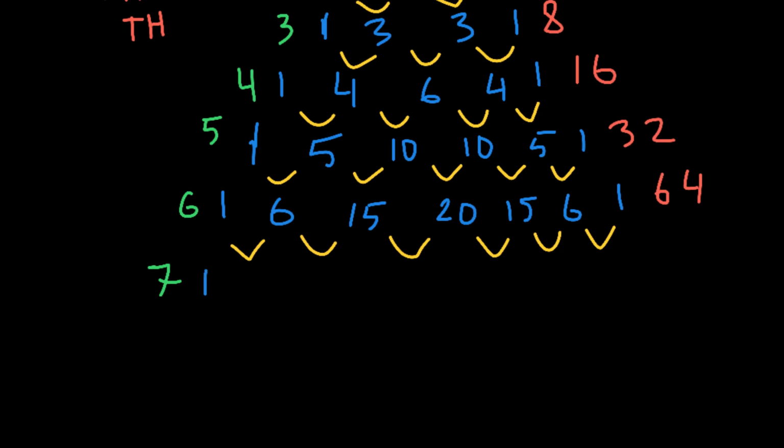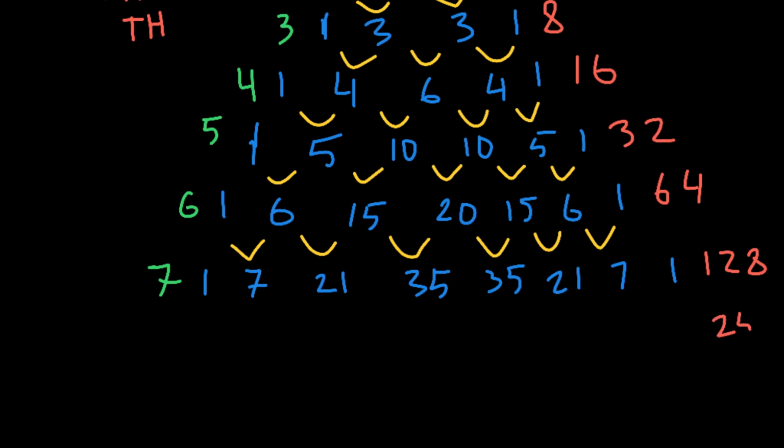We start with 1, then 6, 21, 35, 35, and 21, 7, and 1. And we are going to get here 128 combinations. So now you know that the next row would be the row that is going to give us 256 combinations. So let's find how many classes we would have.